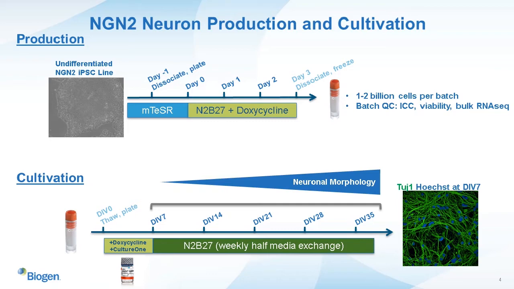The bottom panel shows our plating and culture schedule. We thaw and plate neurons in the media supplemented with N2, B27, CDNF, doxycycline, and Culture One. Culture One is a reagent from Thermo Fisher and works well to inhibit proliferation of glial cells in culture. As shown here, we can get highly pure neurons within a week.